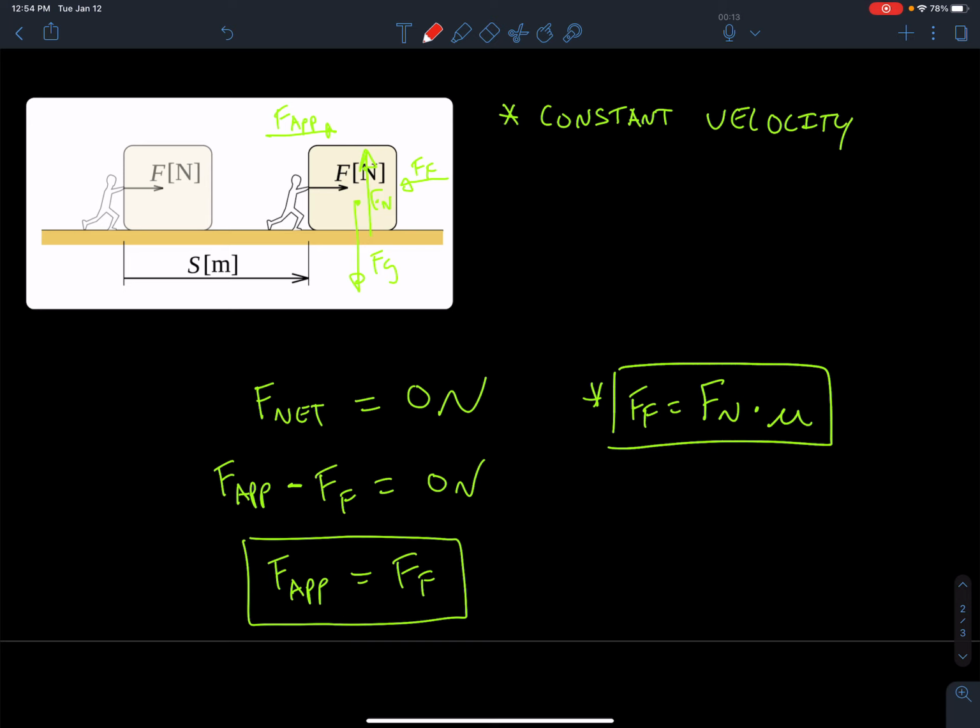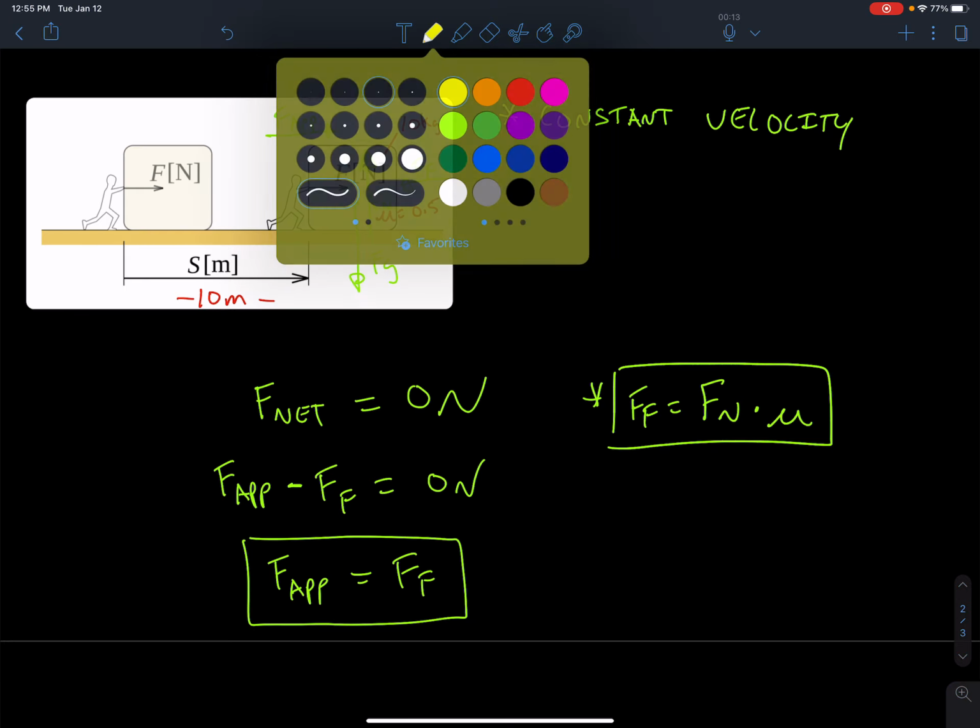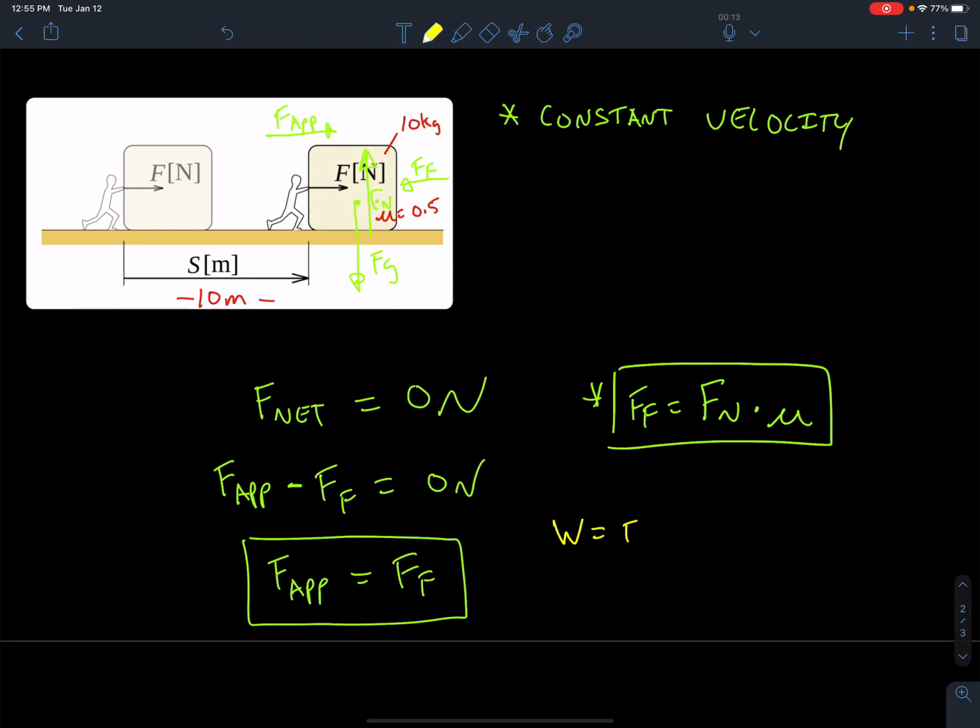Let's assume that the mass of the object is 10 kilograms. Let's assume that the friction coefficient is equal to 0.5. He's pushing so that it's going at a constant velocity, and the distance that he pushes this is 10 meters. So with all that, how much work is he going to have to do? Well, in this case, work is equal to the force that he applies times distance, because he's pushing in the same direction. I don't need any cosine.